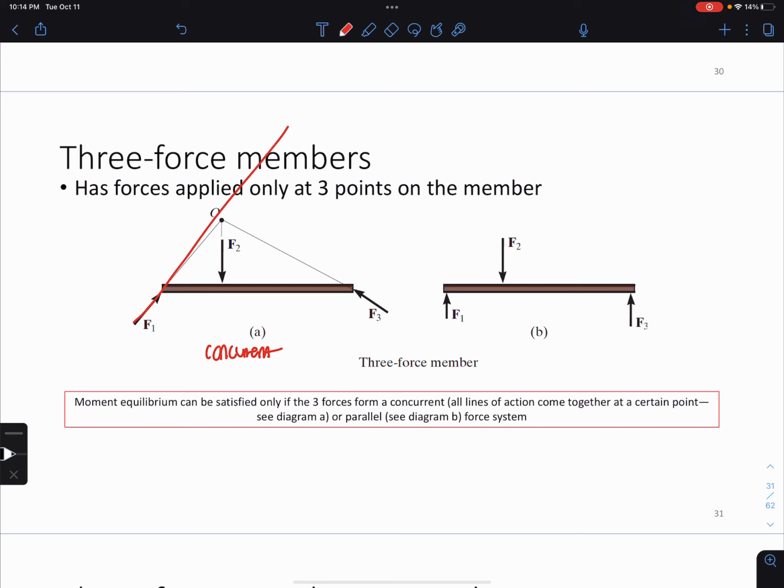Here's a line of action of F1, line of action of F2, line of action of F3. They all go through point A, so those are three force members. The next option is that all the forces are parallel. So you see F1 is parallel to F2, parallel to F3. This is also considered a three-force member.